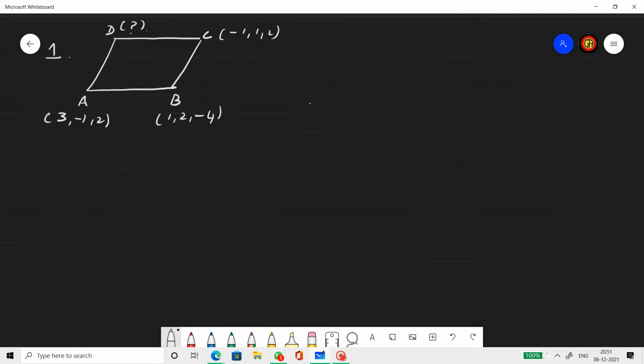So here is the next question. A, B, C, D are the vertices of a parallelogram. They want us to find the missing vertex D here. Figure is not given in the question. I have drawn the figure.